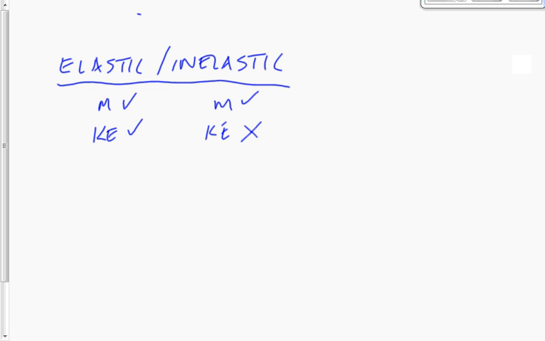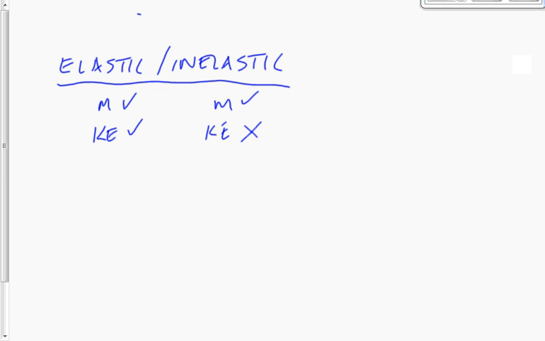We're never going to find in a collision that kinetic energy is gained. There has to be an explosion taking place to gain kinetic energy, and we're not going to talk about elastic and inelastic in the context of an explosion, only collisions. So it'll either stay the same or it'll be lost. It's either elastic or it's inelastic.